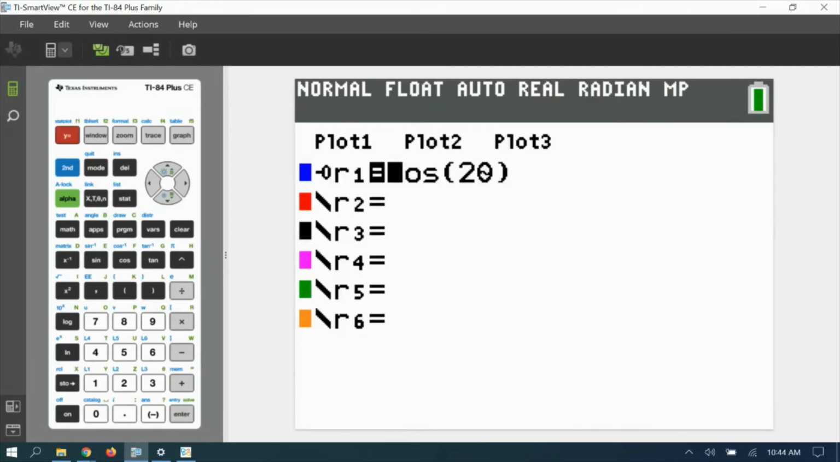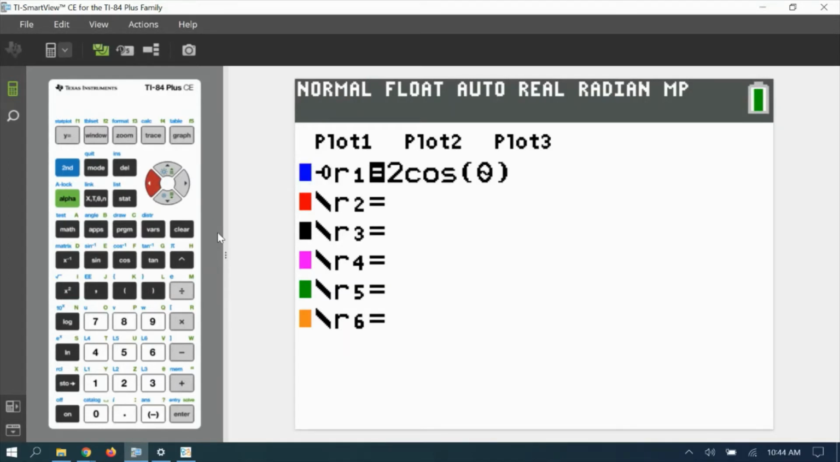And in the polar mode, I want to graph 2 cosine theta. So you'll notice that within my y equals screen on the calculator, since I'm in polar mode, it's now going to default into this r equals because that's the standard form for a polar equation. And just like when we did the parametric equations on the calculator, I'm going to graph it using the setup that I see over here.